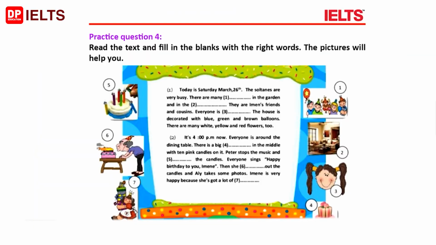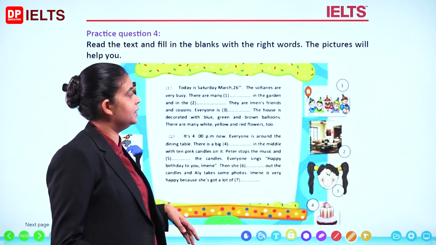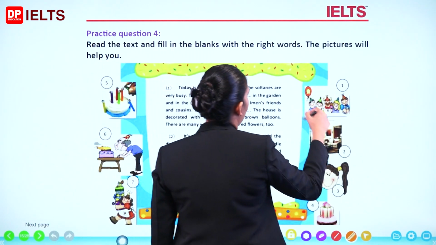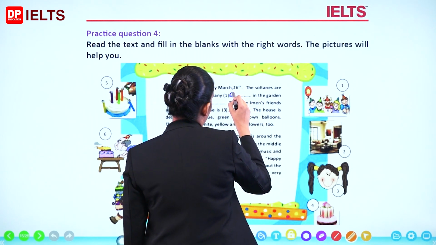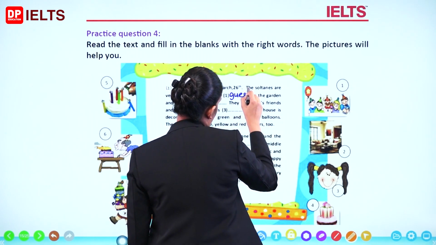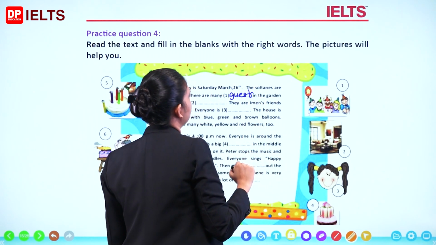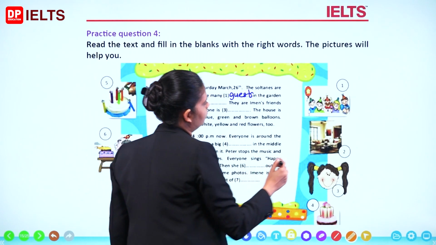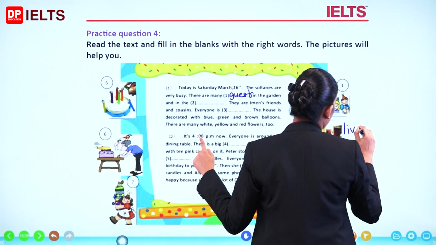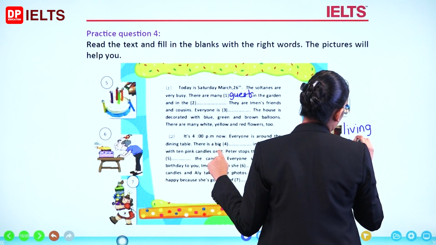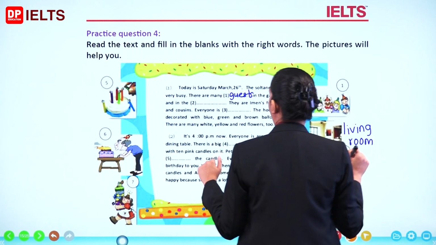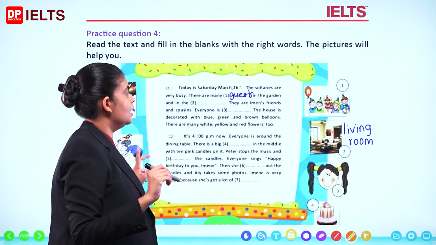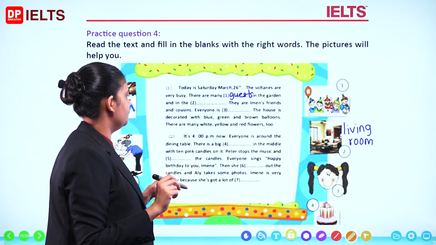The Salhi family are very busy. ඒ කියන්නේ family එකේ නම. Right? ඒගොල්ලෝ හැමෝම busy. There are many, කවුද? In the garden. Guests. Party එකකට ආපු අයට අපි කියනවා guests. There are many guests in the garden and in the කොහෙද මේ living room. මම මෙතන දාන්නම් because එතන ඉඩම අඩු හින්දා, right? They are Imen's friends and cousins. ඉතින් ඒ ඇවිල්ලා Imen'ගේ යාළුවෝ සහ cousinsලා.